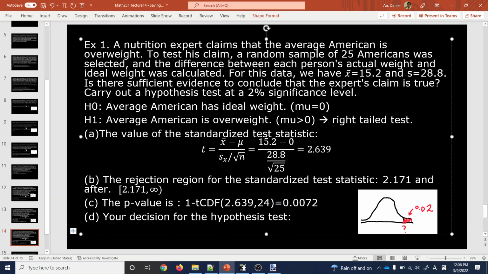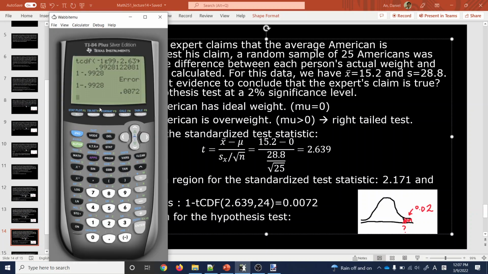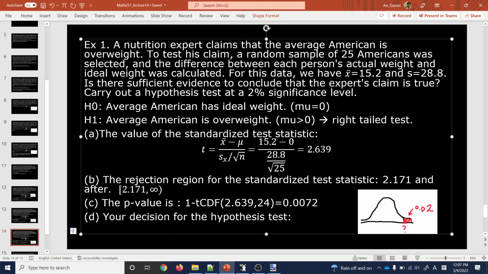Now, question: is this less than the significance level? Yes, right? The p-value is less than the significance level. The significance level is 0.02. I used this calculator right here. I did 1 minus TCDF, I just plugged this into the calculator to get this value. And the significance level is 2%, so it's 0.02.